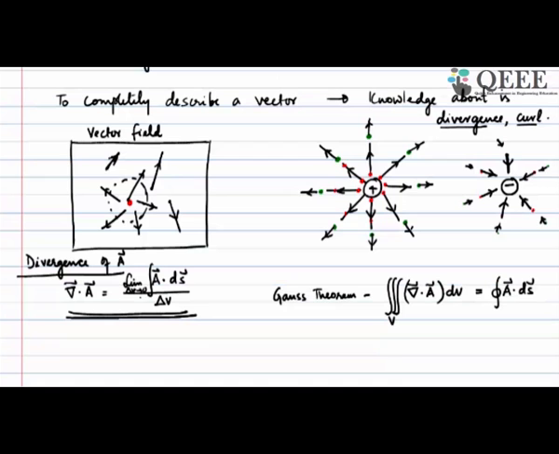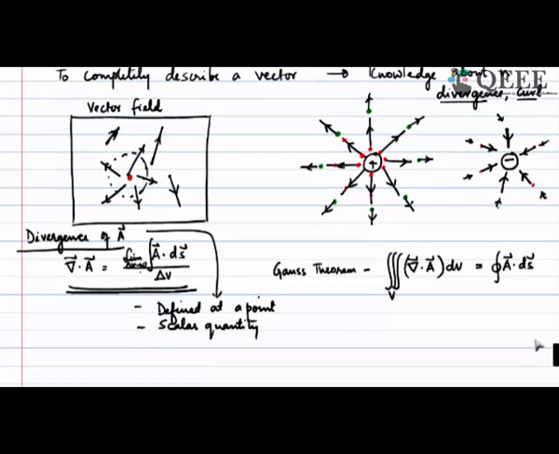So divergence is defined at a point. It is a scalar quantity. Some physical interpretations of divergence are: it is defined at a point, it is a scalar quantity, and it gives you a measure of how much the vector diverges, spreads out.